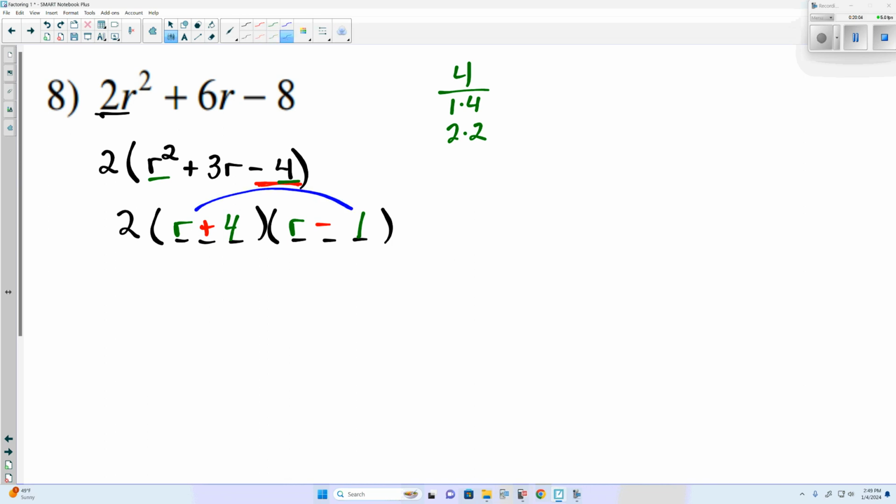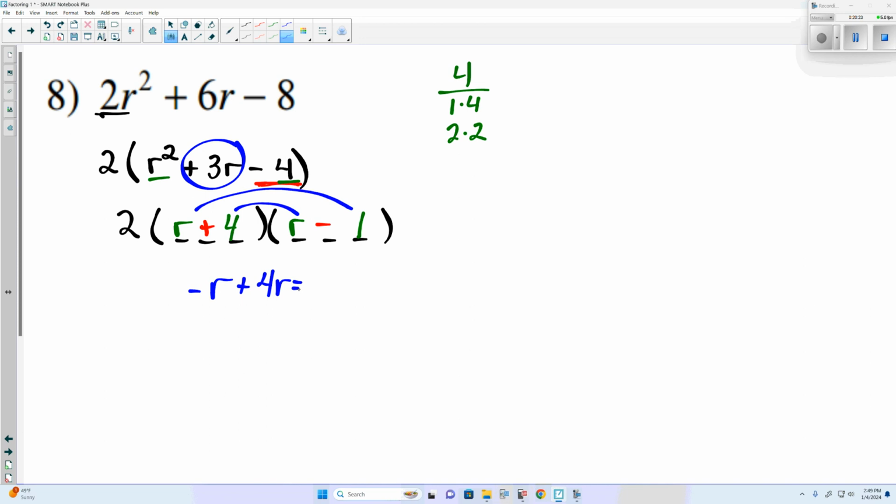And then the last thing we need to do is check. Now the middle term we're looking for this time is 3r, not 6r, because we factored out the 2. Now our r times negative 1 would be negative r.